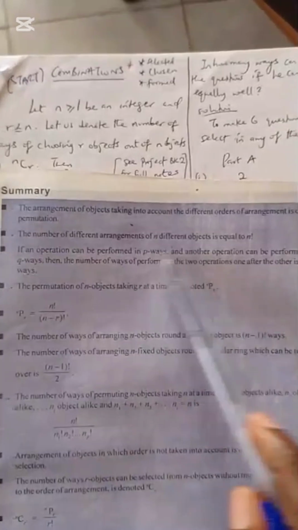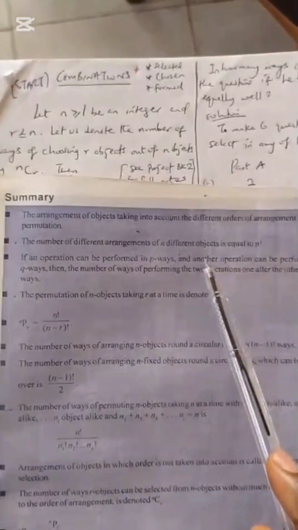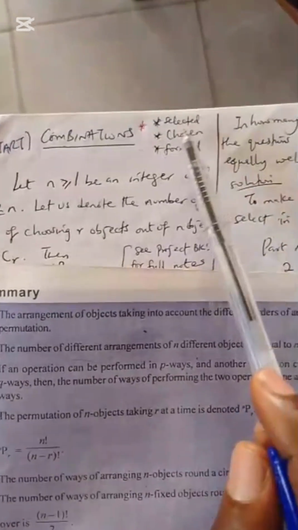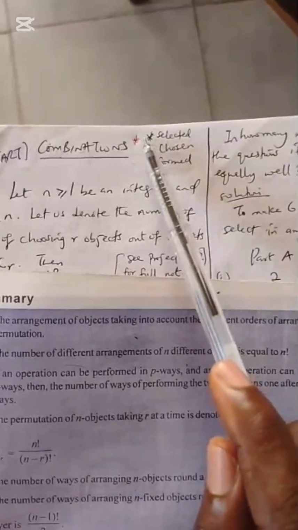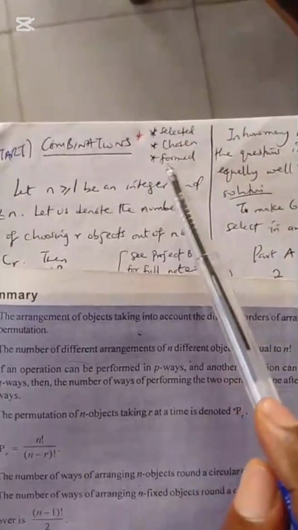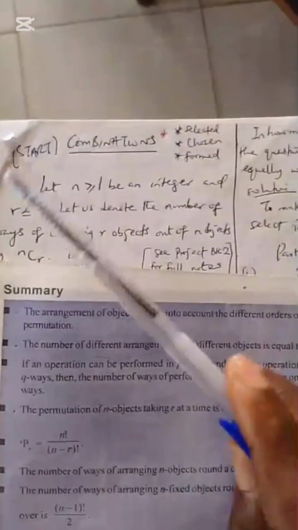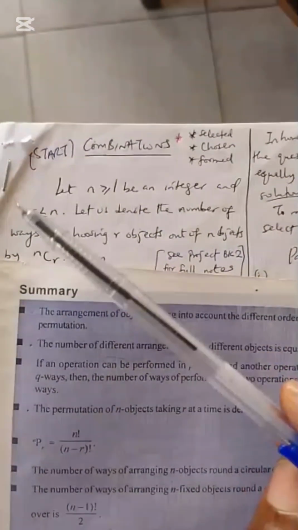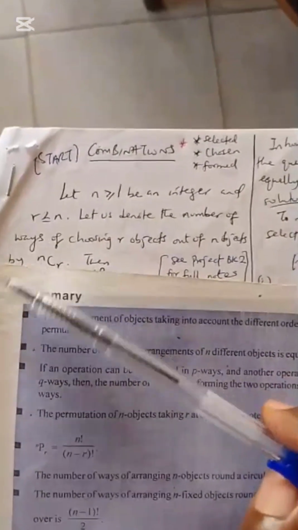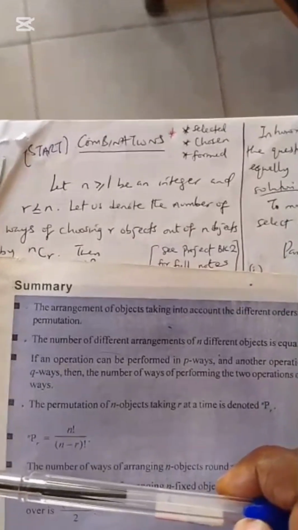So we're going to apply this rule to some questions. Now, before we start, take note that when you see the word selected or chosen or formed in a question, it refers to combination. But when you hear the word arranged, it's connected with permutation. Take note of that, please.